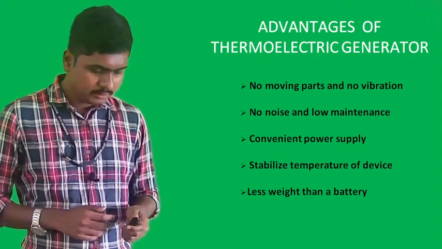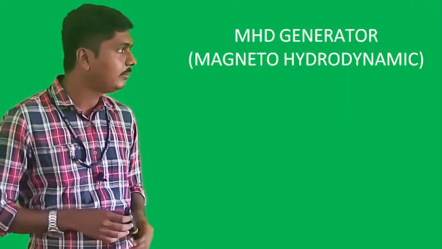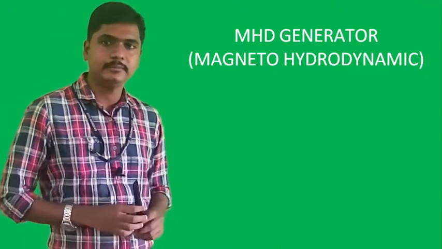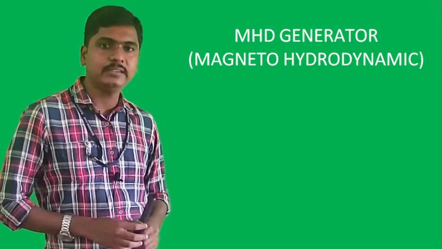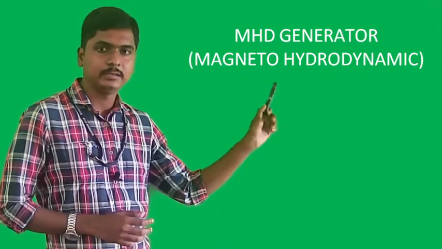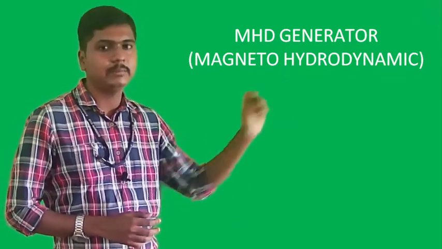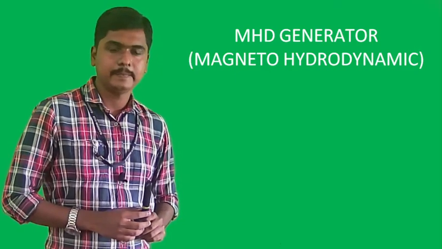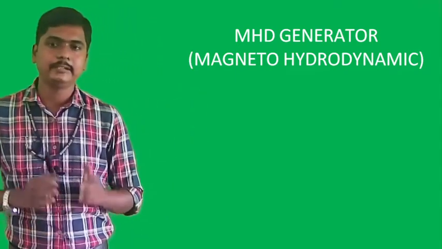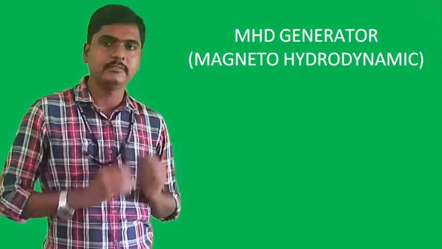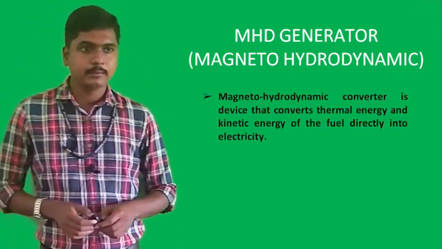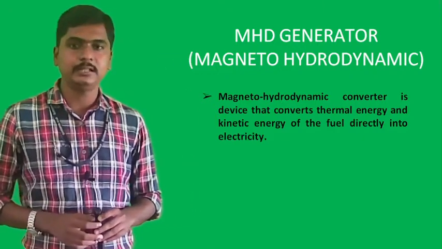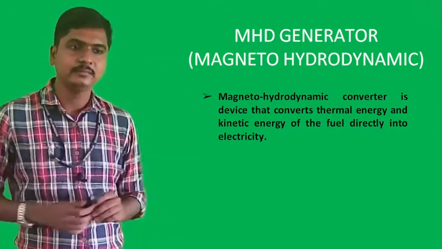Now moving to the next energy conversion device. Next we have the MHD generator. MHD means magneto-hydrodynamic generator. This is one more type of direct energy conversion device. So what do you mean by a magneto-hydrodynamic generator? It is a device.